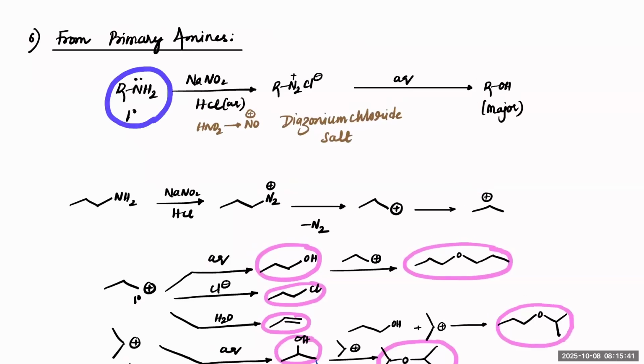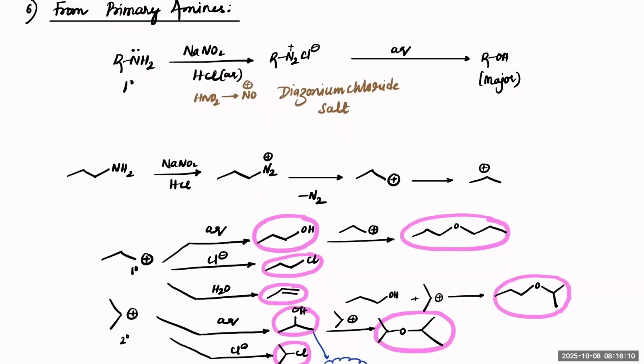Next, preparation from amines. 1 degree amine, when diazotization is done, that means HNO2 reaction will give an electrophile NO plus, giving a product diazonium chloride. And when you react it with water, warm water, or simply because it is already in an aqueous solution, if it is an alkyl group, diazonium salt is extremely unstable. It will form a carbocation going towards a more stable carbocation and hence giving alcohols.